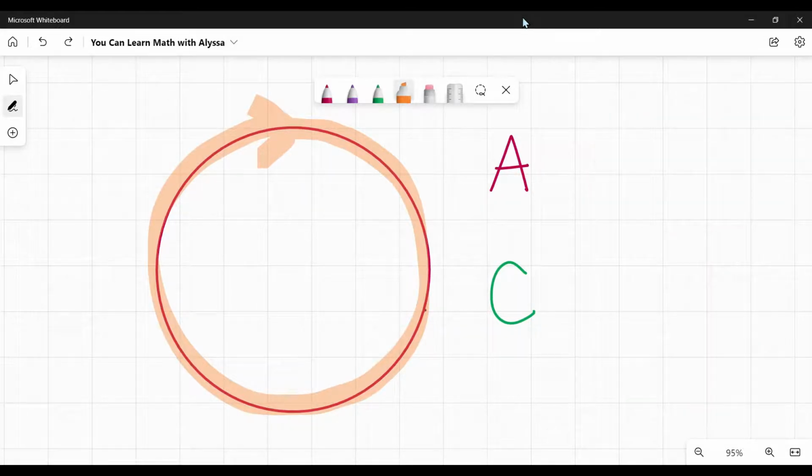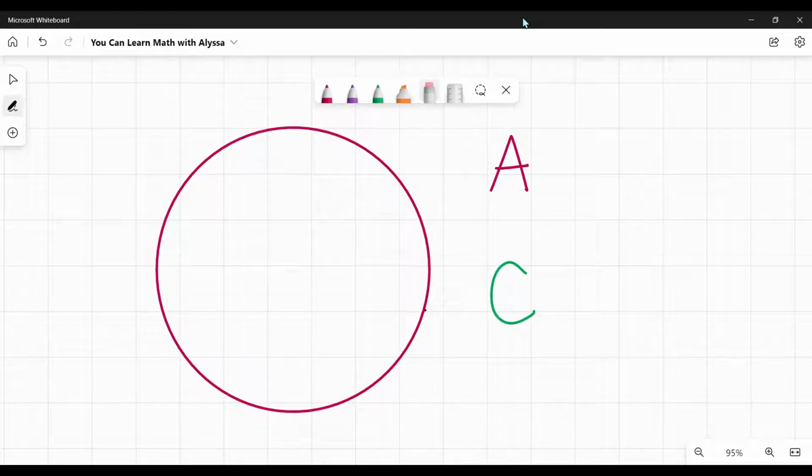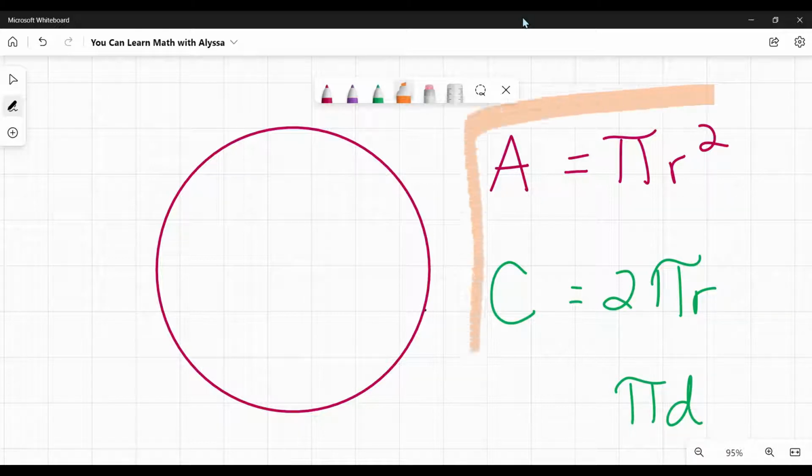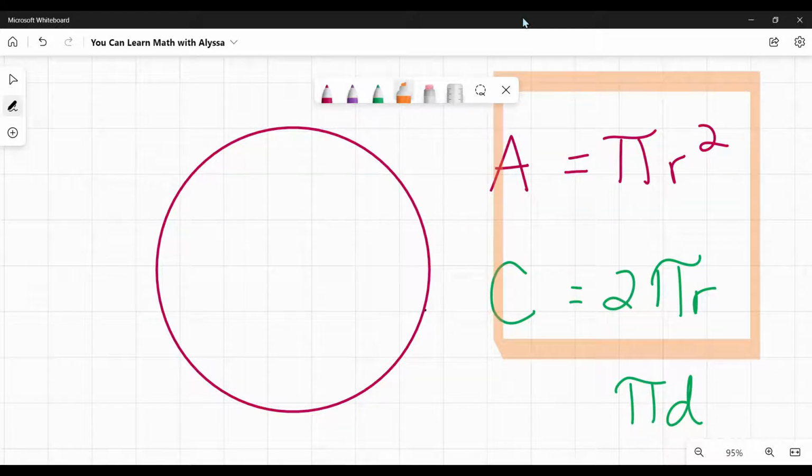Now there are two different formulas. There's a similarity to these formulas which sometimes causes confusion for students and makes them difficult to keep straight in their heads. So here are the two formulas. Area of a circle is pi r squared, and circumference is 2 pi r. It can also be written as pi d. I'll explain why in a second, but that's less common. Usually these two are the ones you're presented with in your math books.